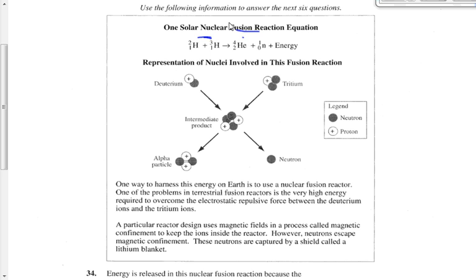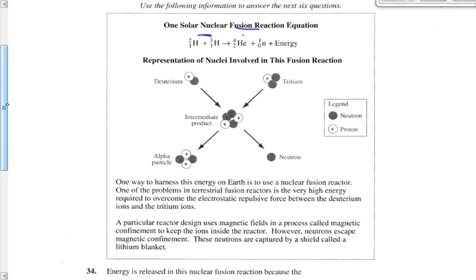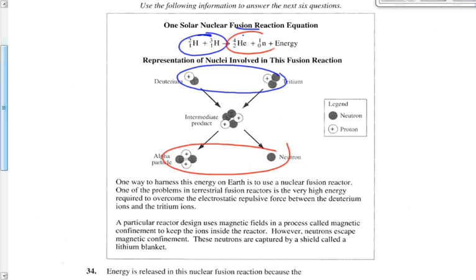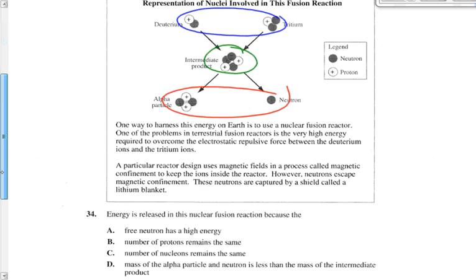We got a diagram there with an intermediate thing, right? We got the deuterium and tritium combining right here. And then we got this alpha particle and the neutron produced right here, but there's something in between here. That's not listed in the actual equation there. That's okay. If we need that, we'll deal with that.